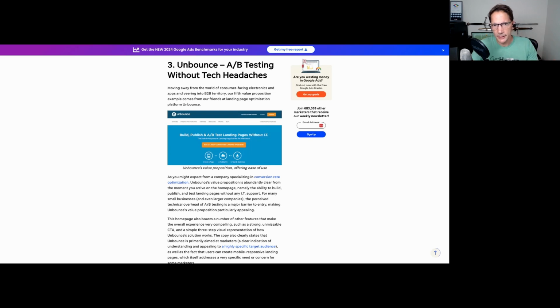And then let's look at the UVP for Unbounce: A/B testing without the tech headaches. The unspoken thing that's implied here is that other A/B testing tools, or A/B testing tools in general, are difficult to use, that it's a pain to set them up. And as somebody who's used none of these tools, I think that's actually true. That's generally true, especially in the past.